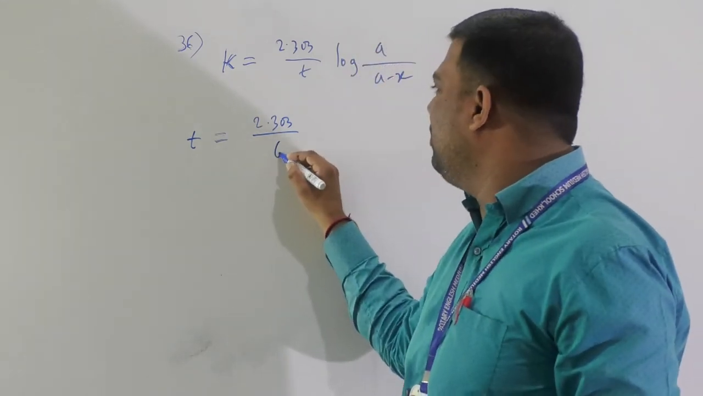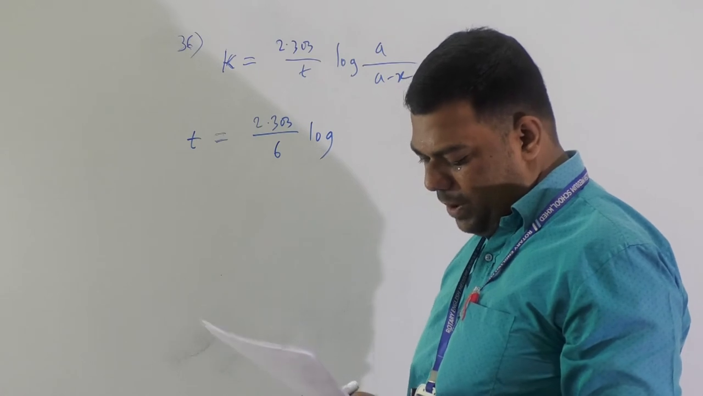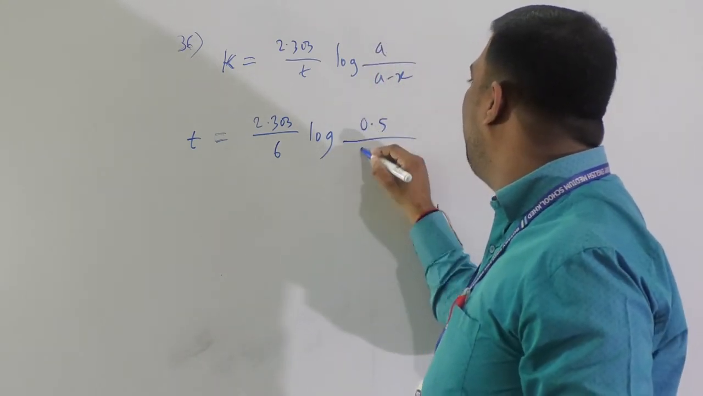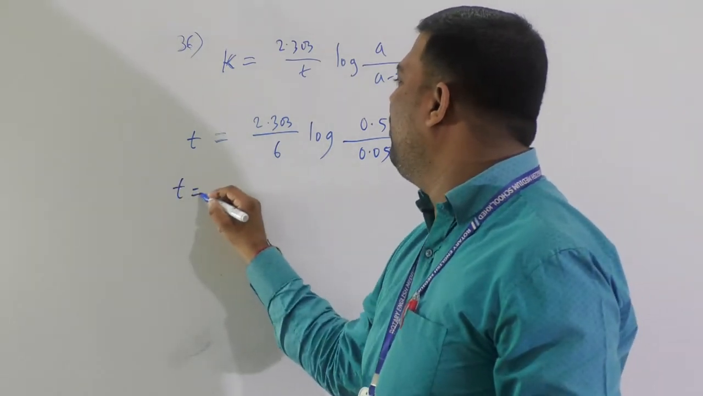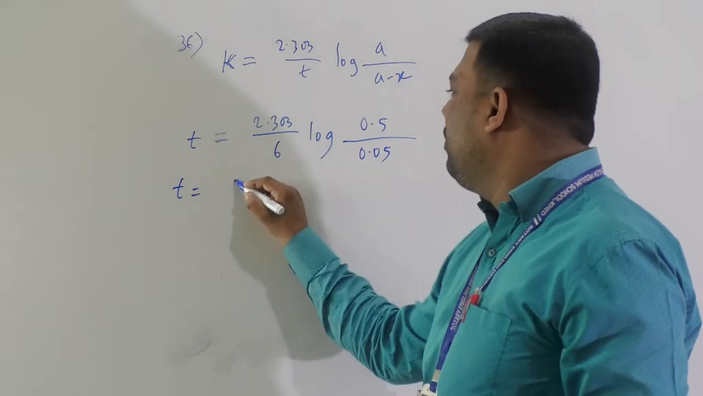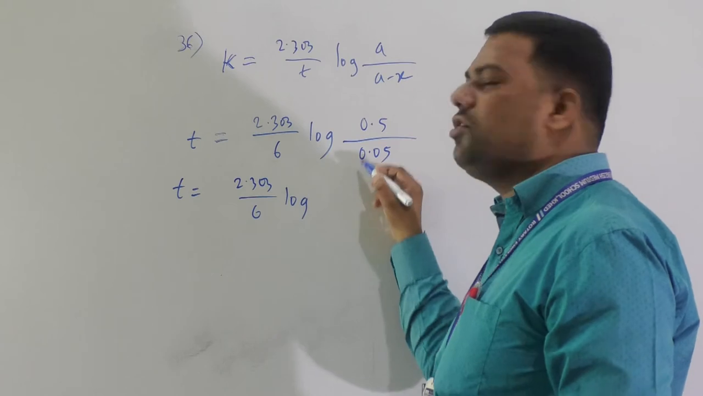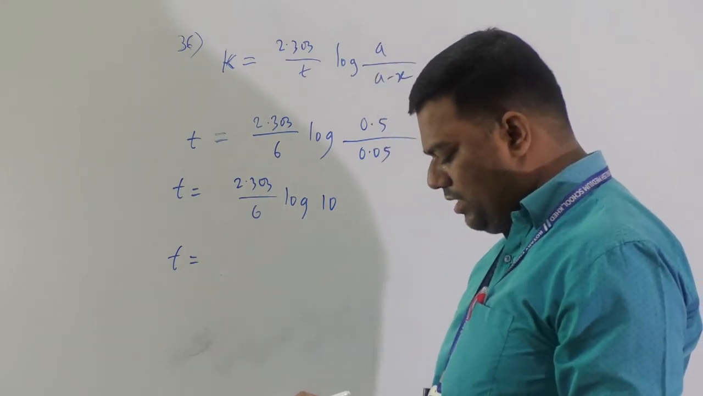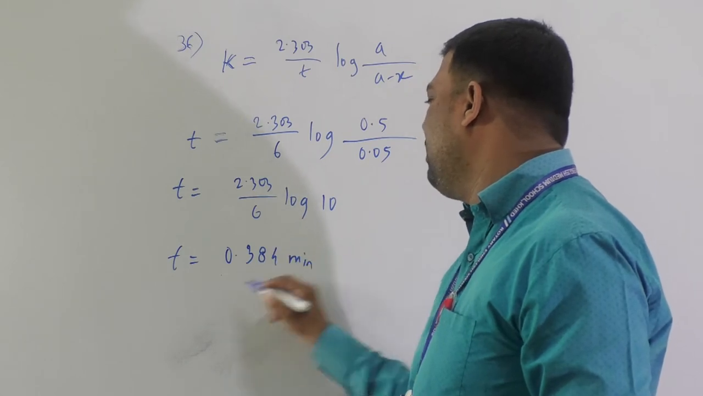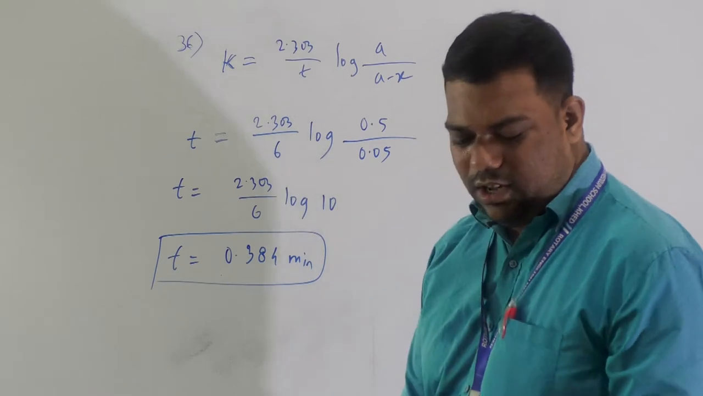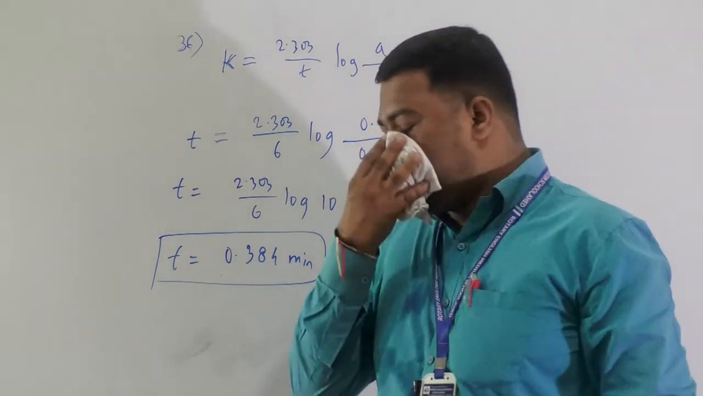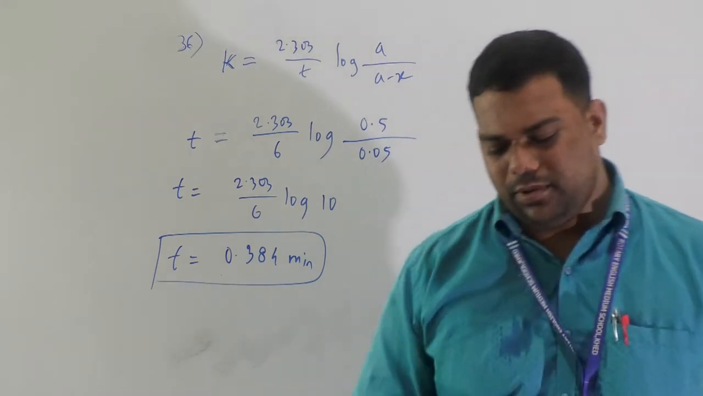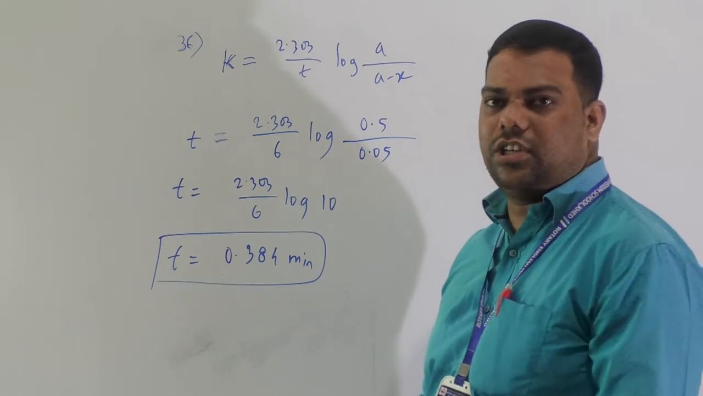T is equal to 2.303 log of... how much first here? 0.5, then they reach the value 0.05. So 0.5 divided by 0.05. So T is equal to 2.303 by 6 log... after solving this you will get log 10, so log 10 is equal to 1. You will get the answer 0.384 minute after solving this. So these are the directly formula-based questions. You just need concentration to attempt such types of numericals.